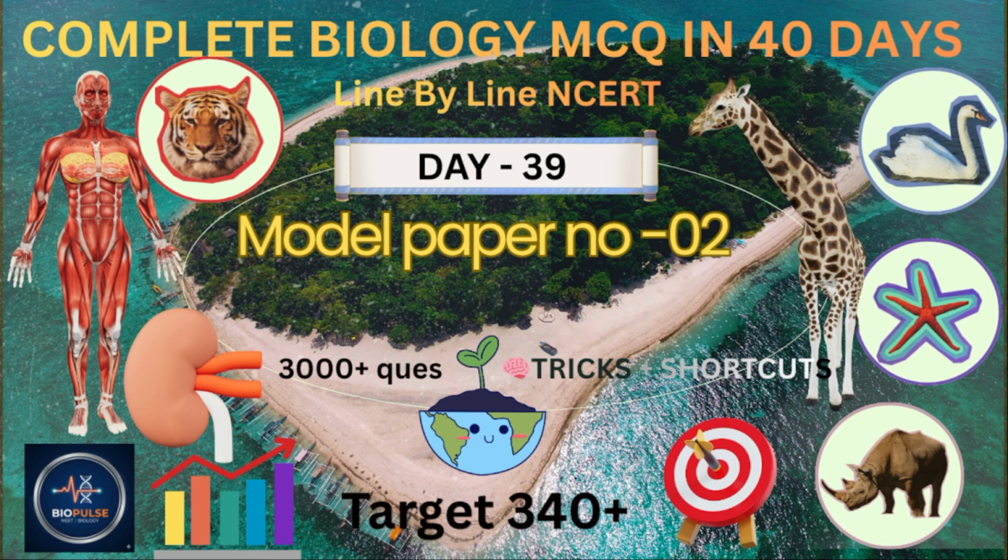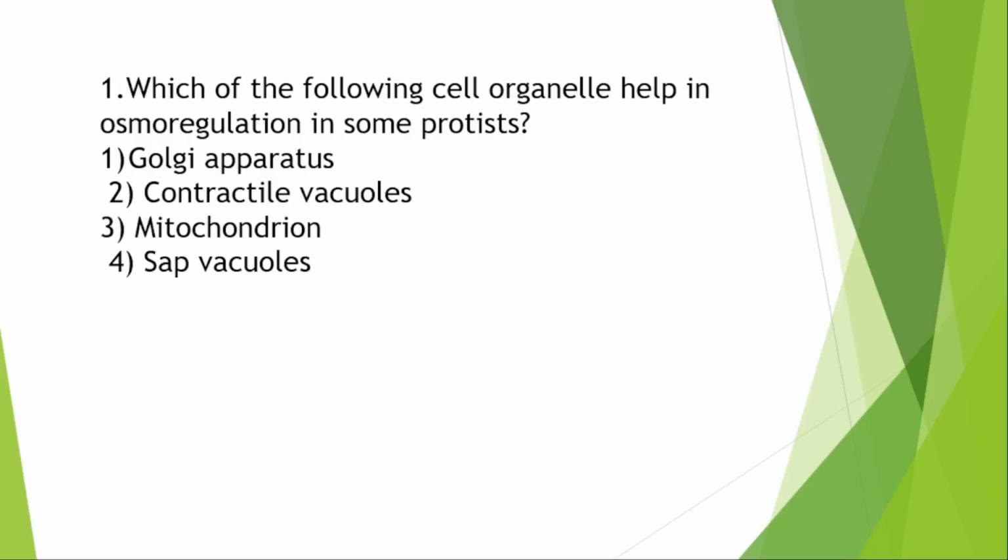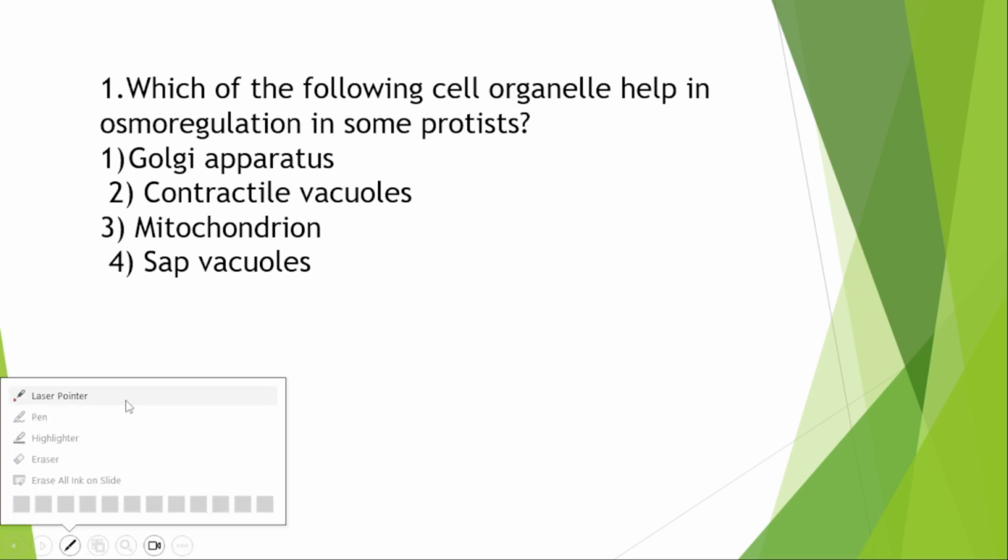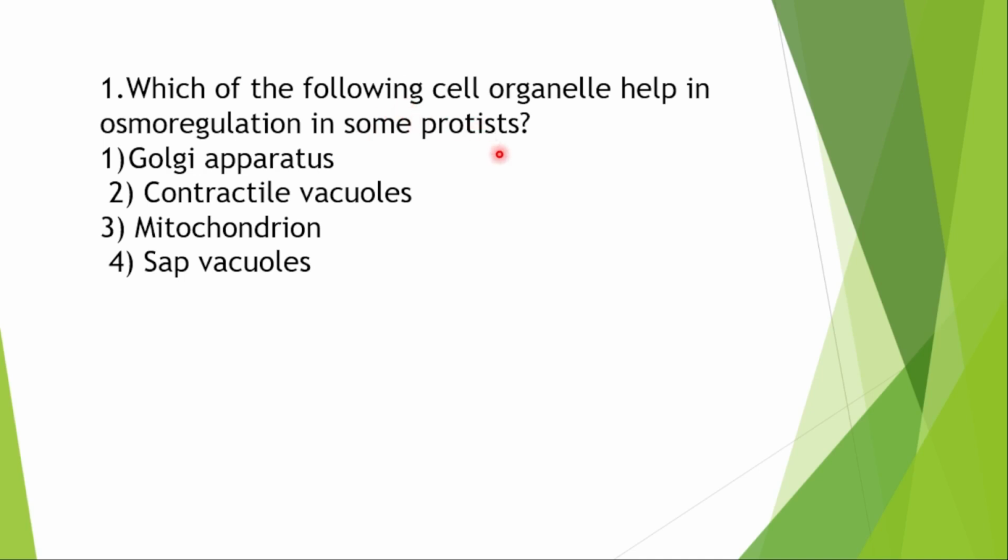Today we are discussing the model paper number 2, and today is day 39 of our discussion. So this is the first question. Which of the following cell organelles help in the osmoregulation in some protists? First one, Golgi apparatus; 2, contractile vacuole; 3, mitochondria; and 4 is cell sap. And the right option is 2.